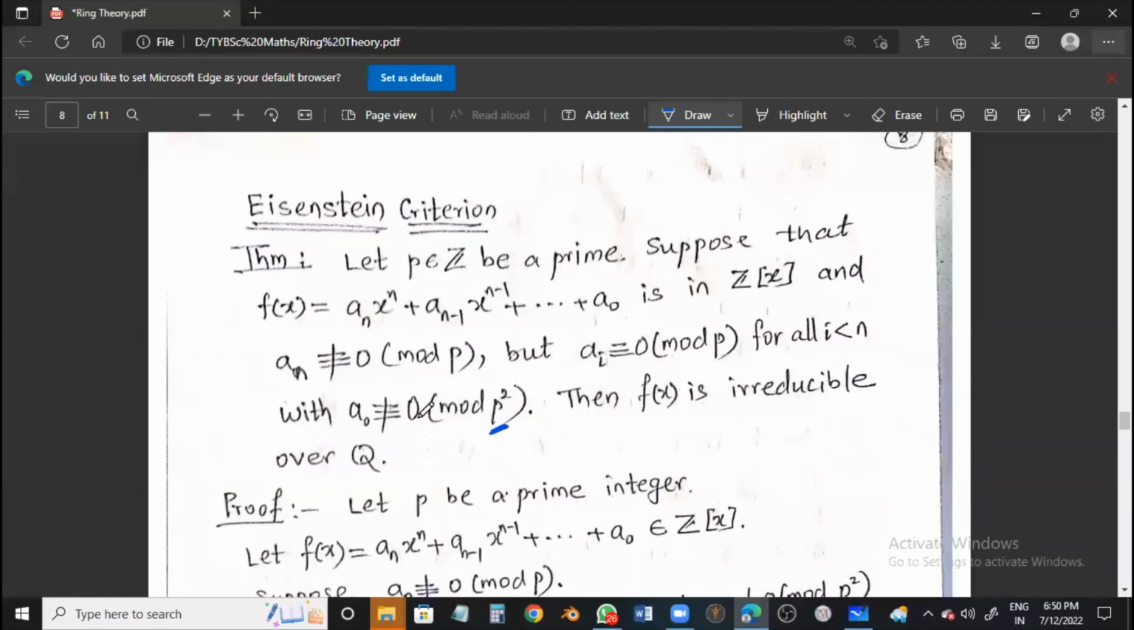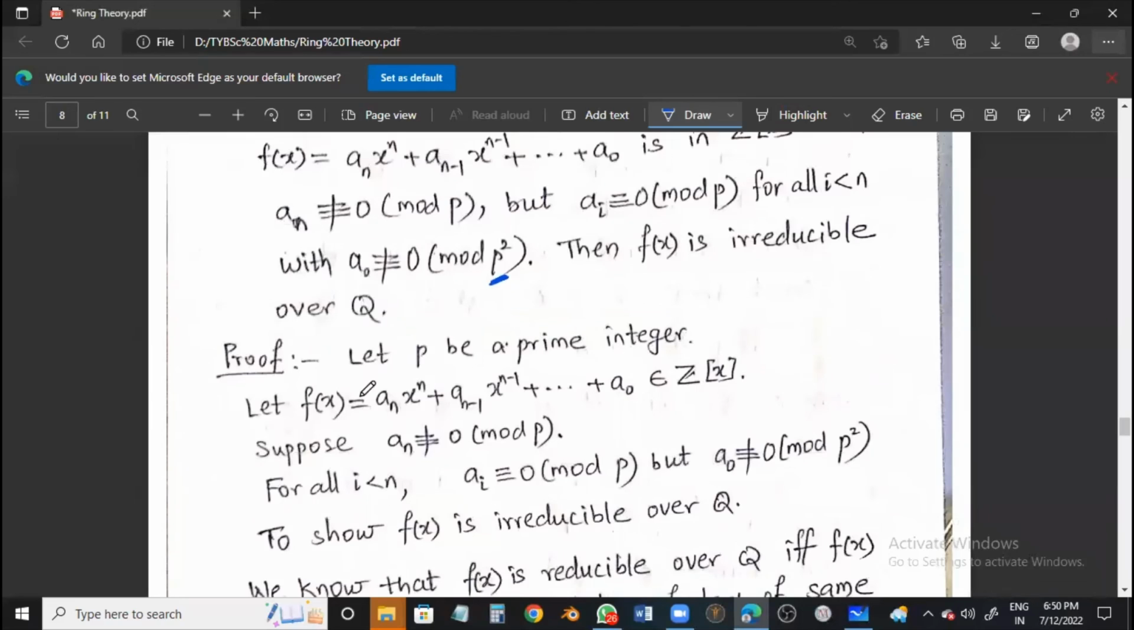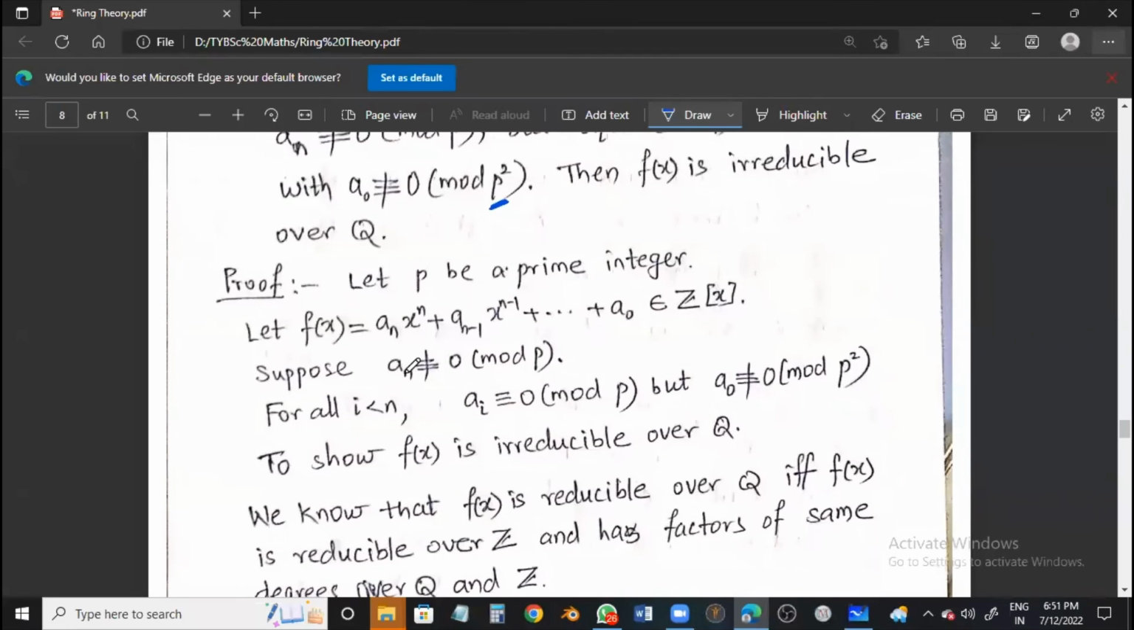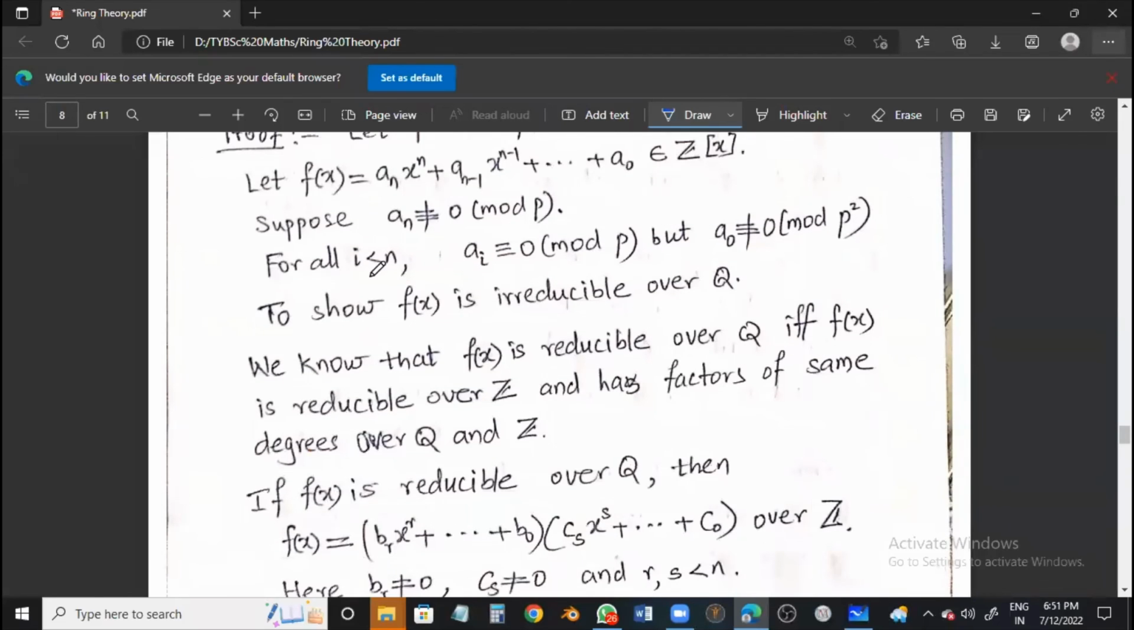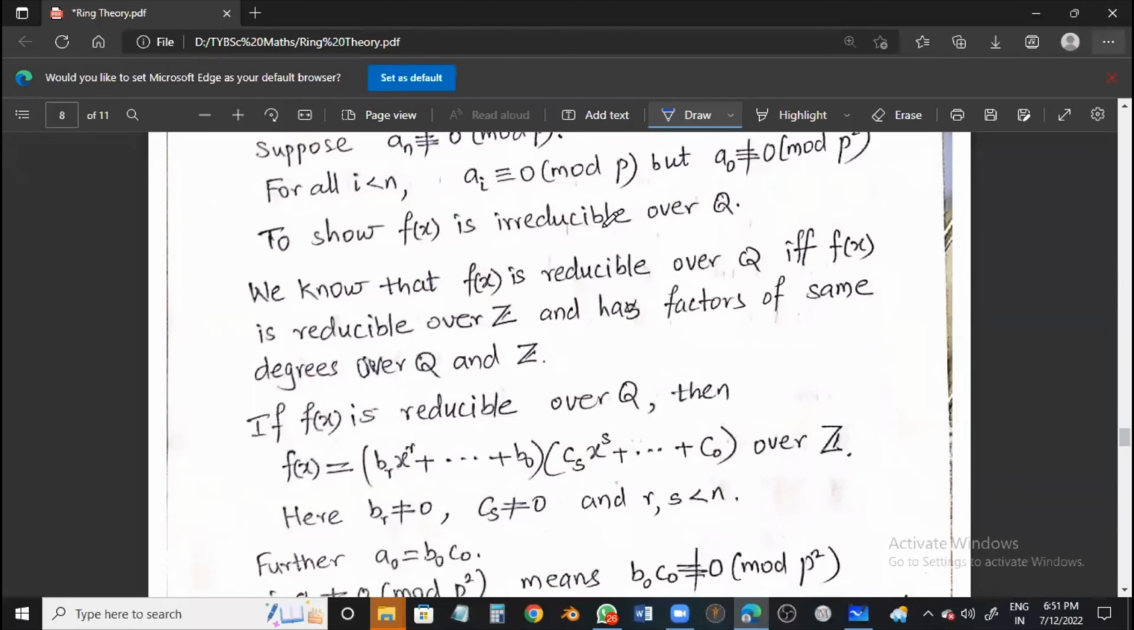If it happens so, if you are able to find such a prime, then f(x) is irreducible over Q. In that case, f(x) is irreducible over Q. So you can go with this. p prime, a polynomial you have taken, it is a member of Z[x], a_n is not congruent to 0 mod p. For all i's, a_i is congruent to 0 mod p, but a_0 is not congruent to 0 mod p squared.